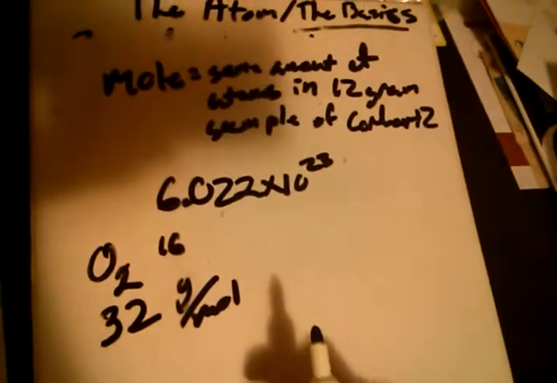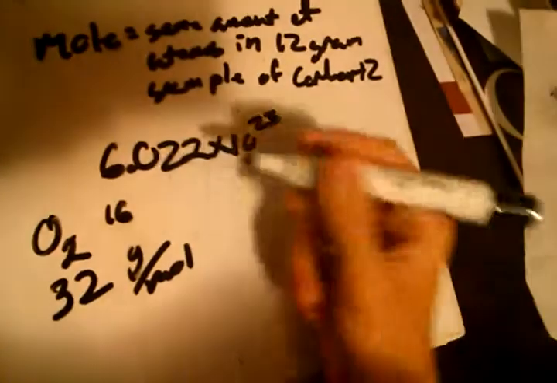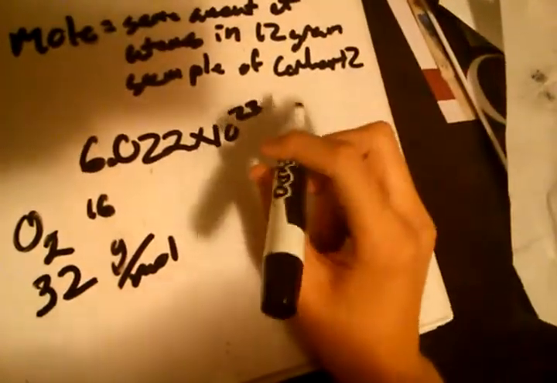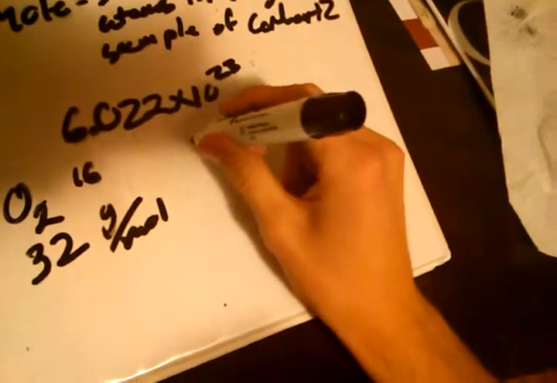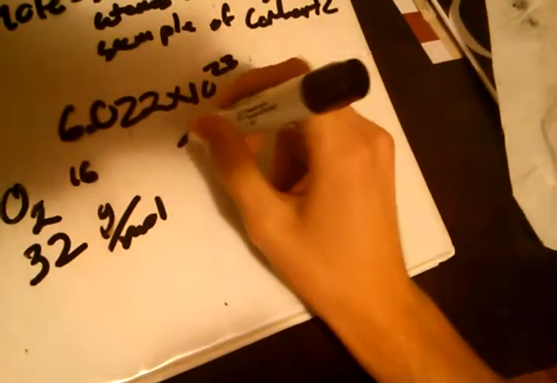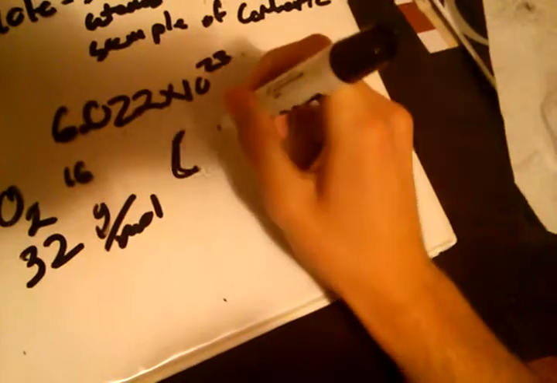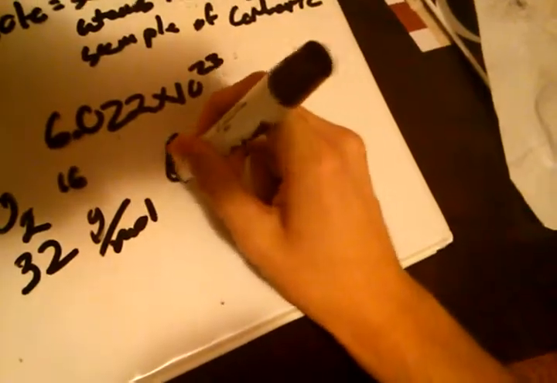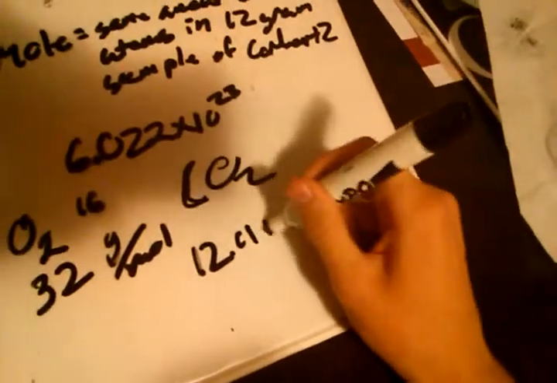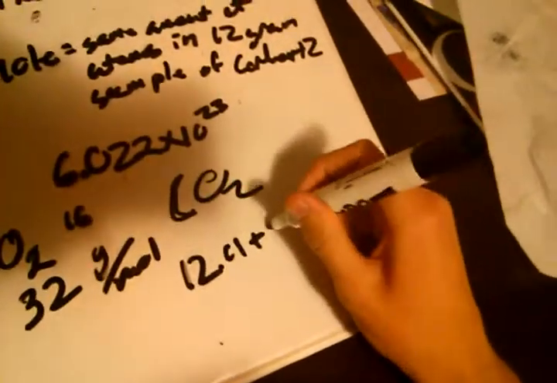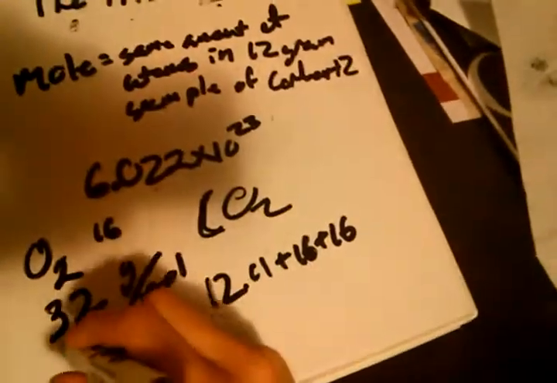So basically, all you do is you take the chemical formula, so CO2, and you add up these masses. Carbon's 12.01 plus 16 plus the other 16. Add those up, and you get its molar mass. So that's how it works for all of them.